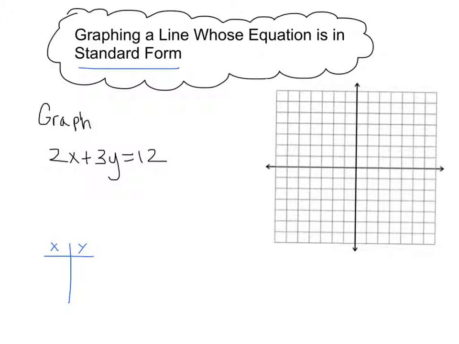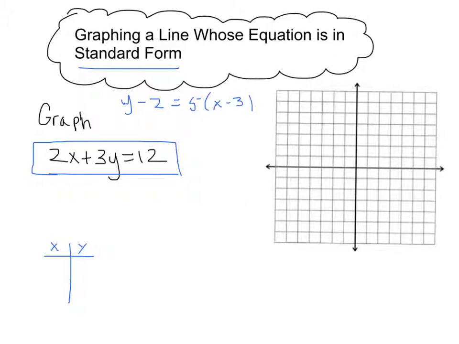An equation that's in standard form here has a few things that make it different from other forms of an equation of a line. In point-slope form, we could easily read off a point and a slope just by looking at the form. So the point would be 3, 2, that's a point on this line, and the slope of this line is 5.